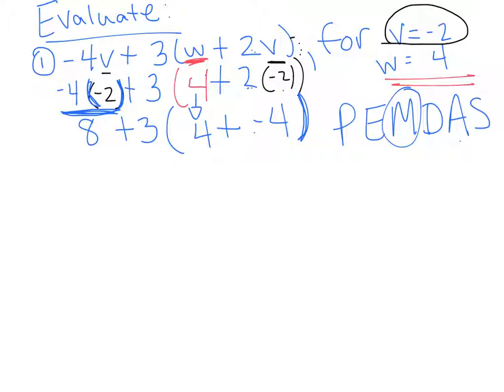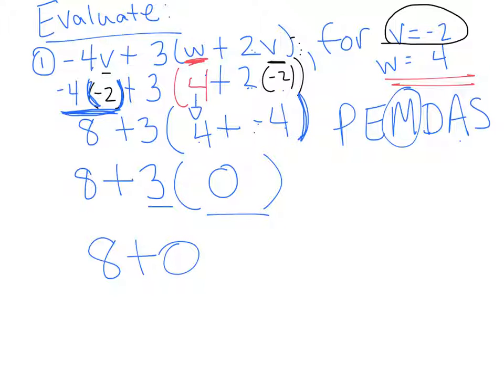So what I need to do is 8 plus 3, and then simplify what's inside my parentheses. 4 plus negative 4 is 0. They're going to cancel each other out. They're the same number, just opposites, okay? So it's 4 and its opposite. So 4 plus its opposite is going to give you 0. So now I have multiplication. I have 3 times 0, which is 0. So my answer is going to simplify to an 8.